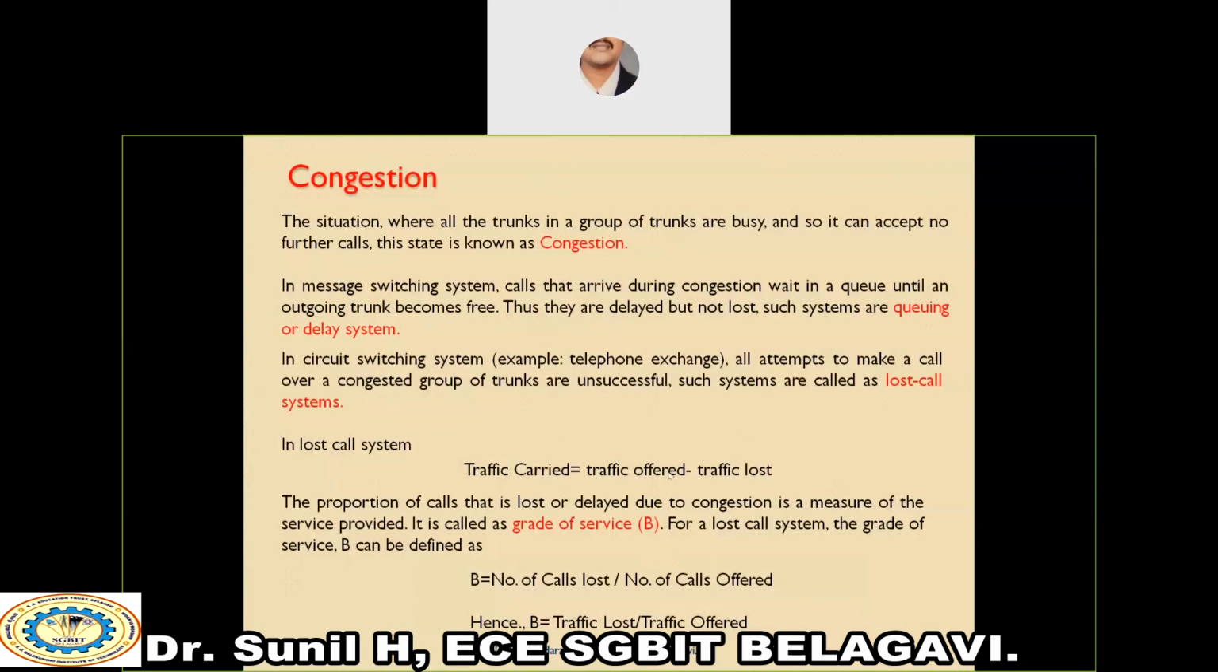Hence, B can also be written where B is represented by what? Grade of service. It can also be called traffic lost divided by traffic offered. Why are we doing this? Because we need to check how many calls are in the queue or delay system and how many calls are lost call systems. So if I want to find this out, I need to measure with respect to what?